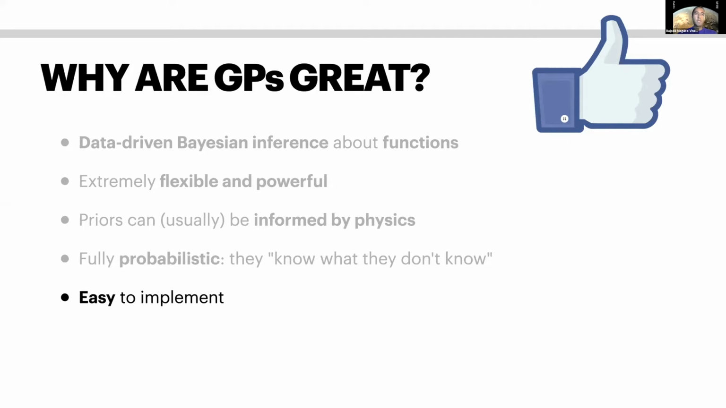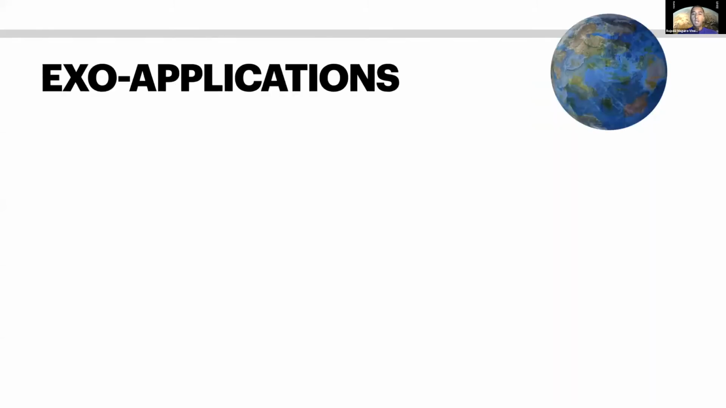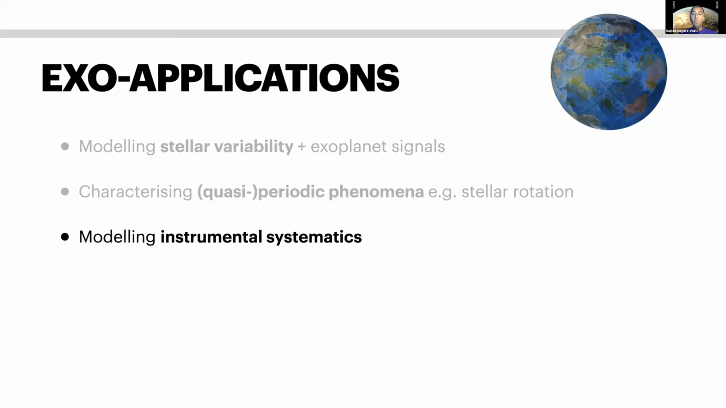They're easy to implement. You can code up GP regression from scratch in one sitting, and they're often a lot better than the practical alternatives. Okay, so onto the applications. I already mentioned that they're useful for modeling stellar activity jointly with planets. They're useful for characterizing quasi-periodic phenomena like stellar rotation. They're useful for modeling some of the messy and unpredictable behavior of our observing instruments. And again, dealing with such systematics will generally give you a better chance of finding hard to detect exoplanets.